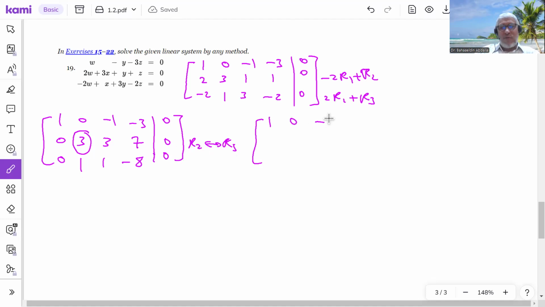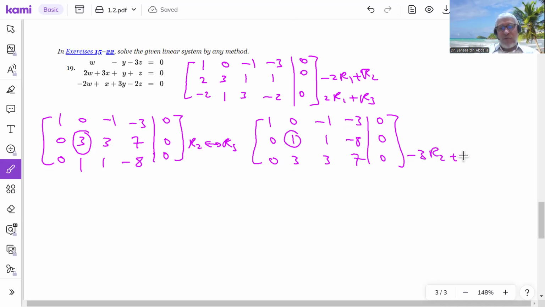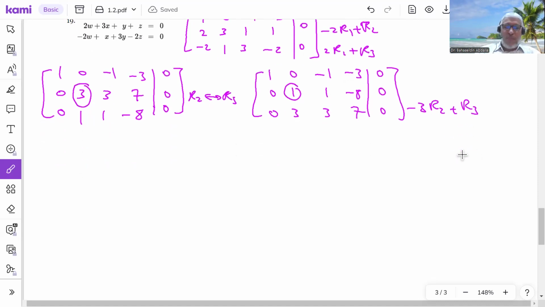So I'll have 1, 0, negative 1, negative 3, and 0. And I'll have 0, 1, 1, negative 8, and 0. And I'll have 0, 3, 3, 7, and 0. Now use this number, which is 1, the leading one, to make the 3 zeros. So negative 3, row 2 plus row 3.